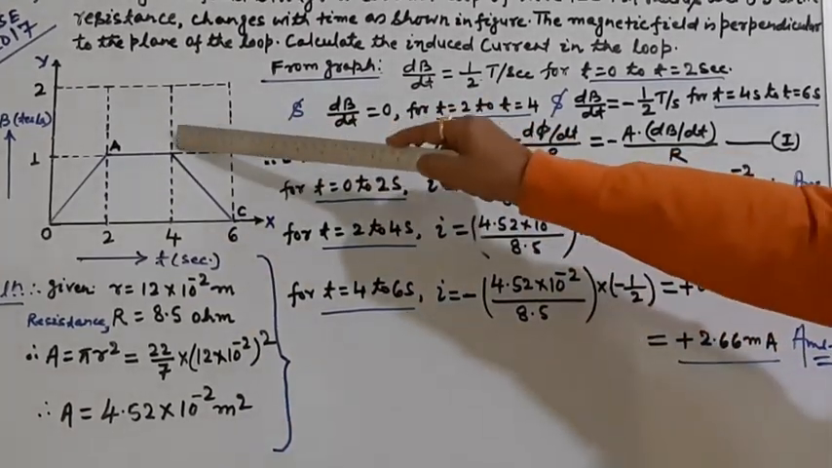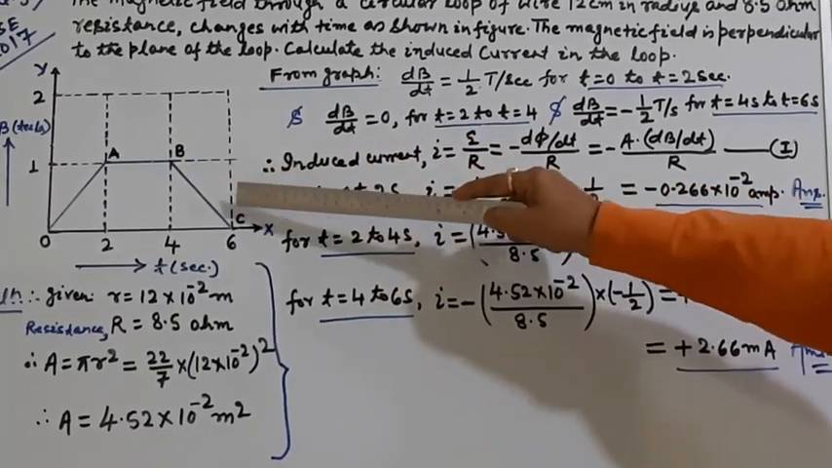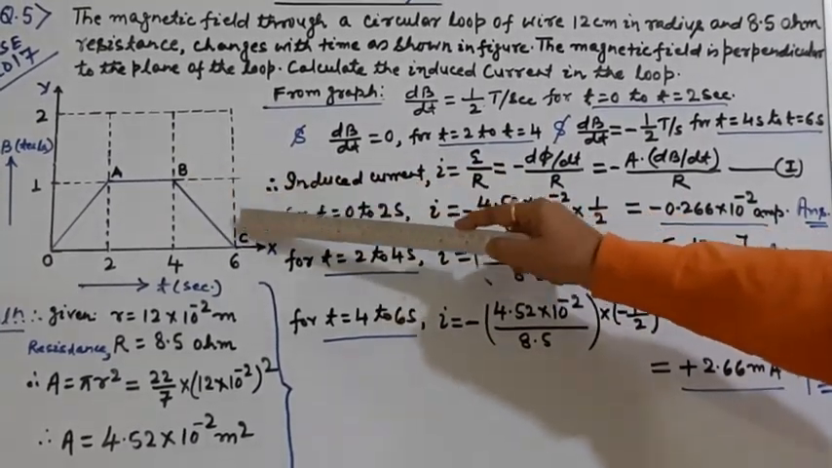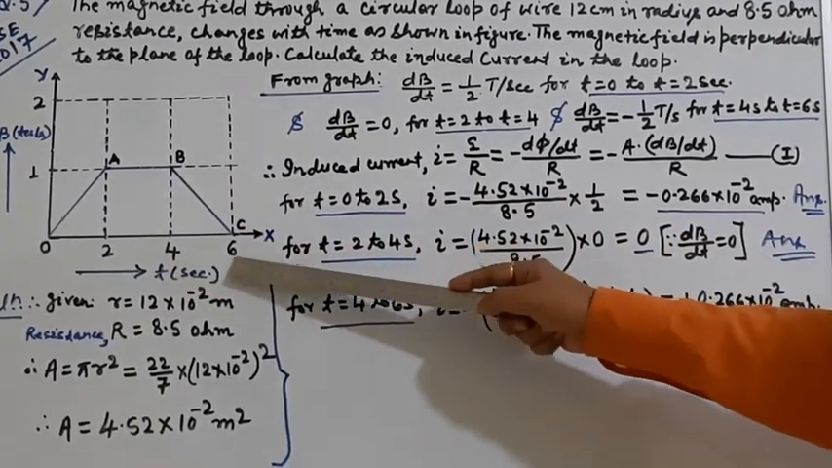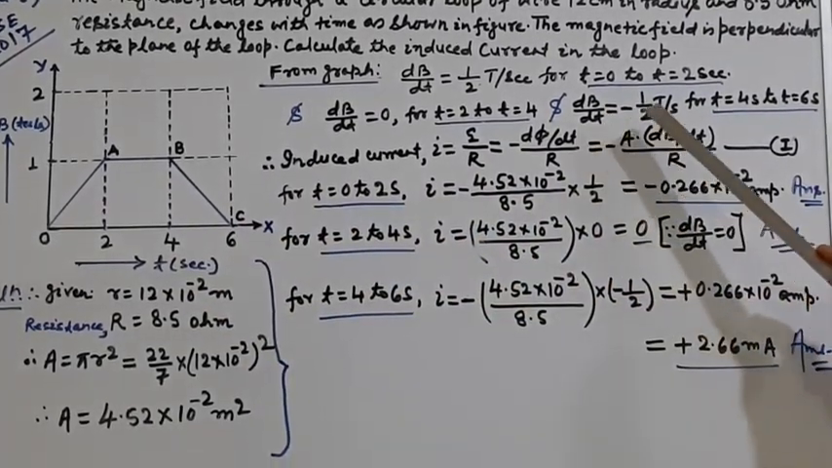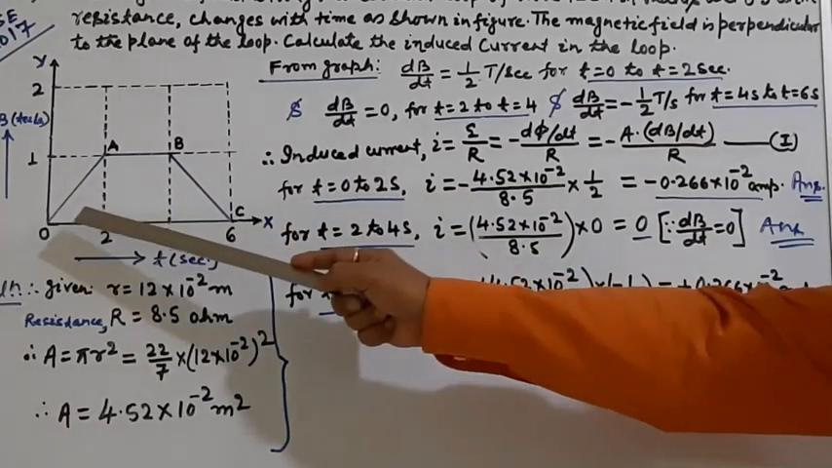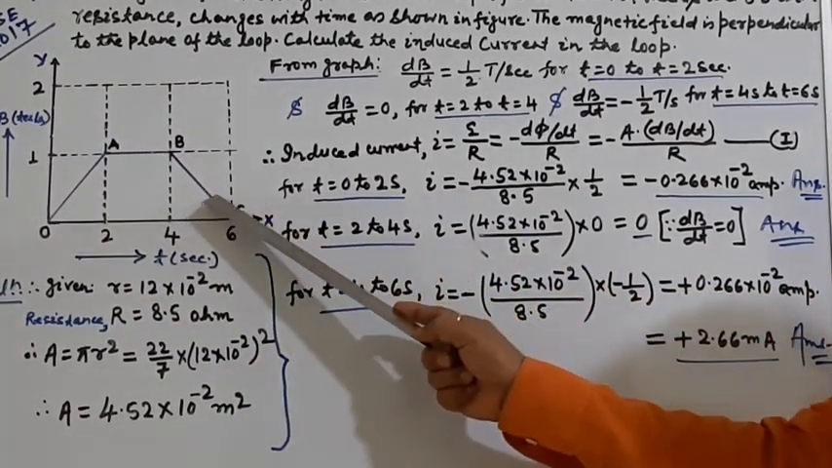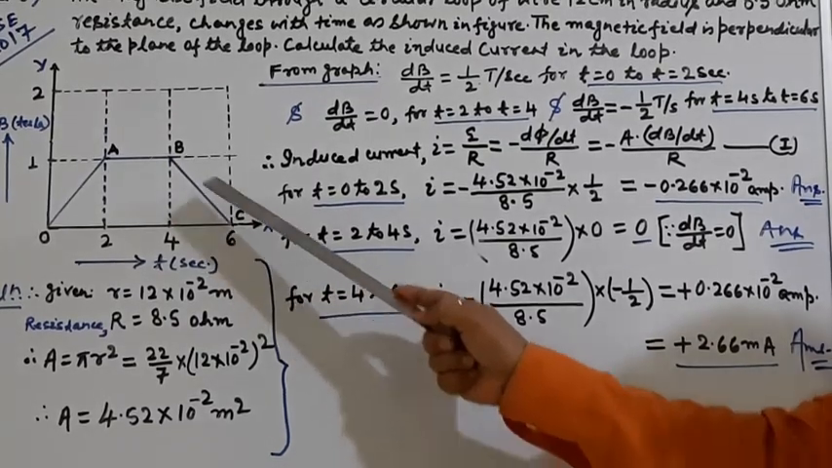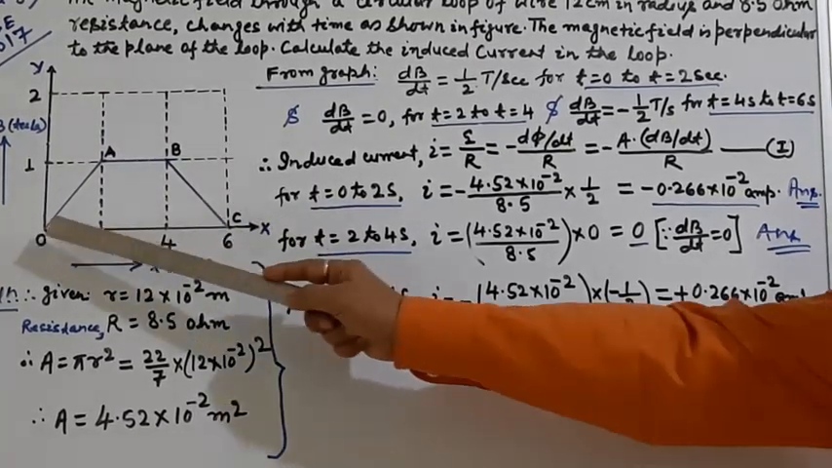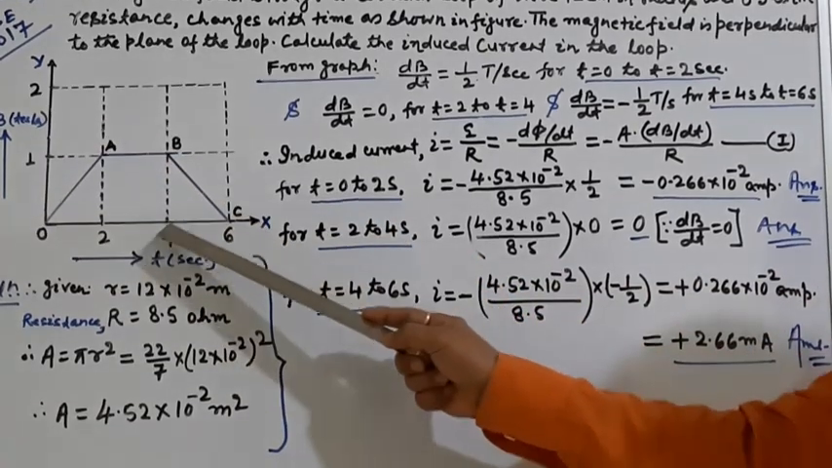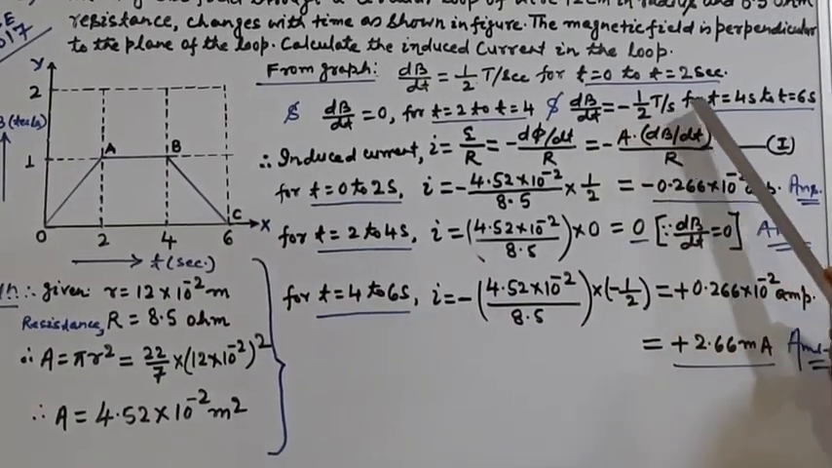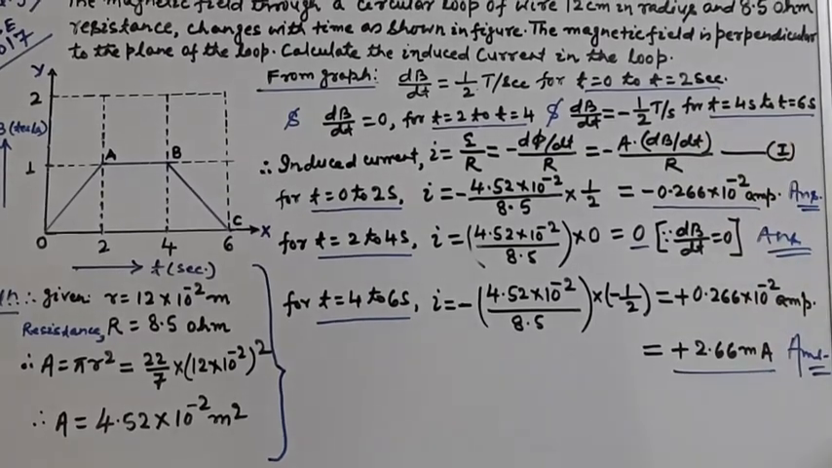Now the last portion BC. This portion BC is decreasing. It means the field is decreasing from 4 seconds to 6 seconds. So dB by dt I have taken as minus 1 by 2. Minus 1 by 2 because BC is decreasing towards the time axis. So the magnetic field is decreasing. The field is maximum 1 Tesla and time is 4 to 6, 2 seconds. So it becomes minus 1 by 2 Tesla per second for time t is equal to 4 seconds to 6 seconds.